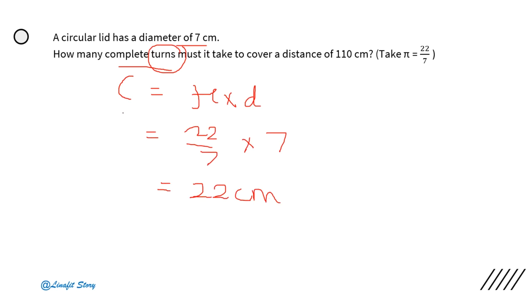Then, how many complete turns must it take to cover a distance of 110 cm? So 110 divided by 22 equals 5 complete turns.